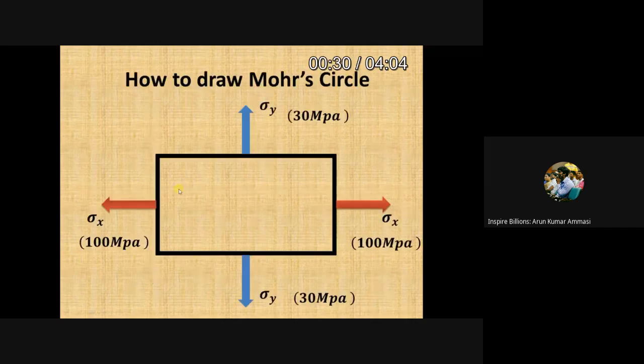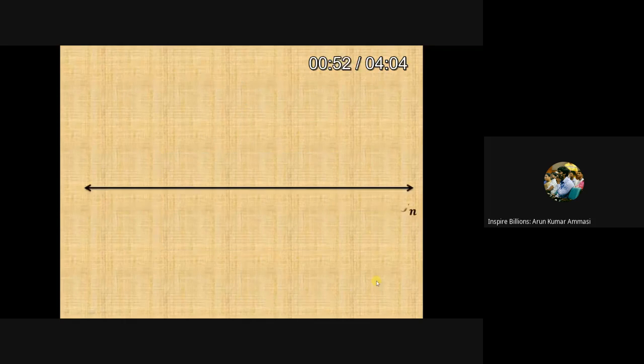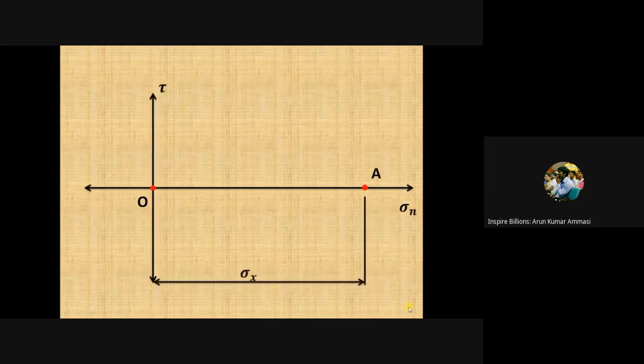So in the previous figure, we have sigma x equal to 100 MPa and sigma y equal to 30 MPa. That is taken and drawn graphically here. Go to sigma x, which is 100 MPa, and sigma y is taken as 30 MPa. So this is in the positive direction, and that is in the negative direction.